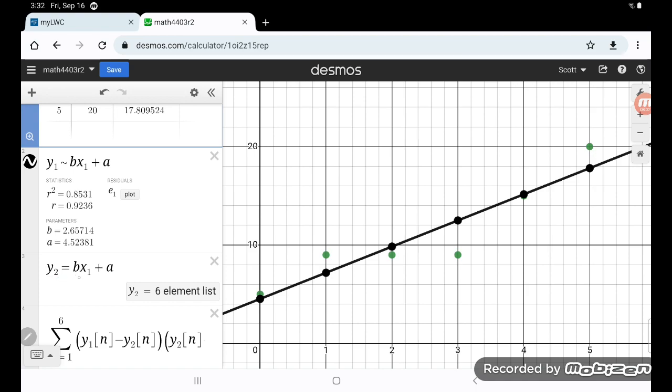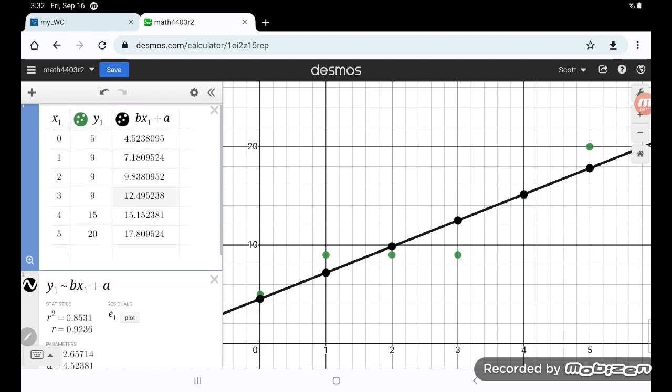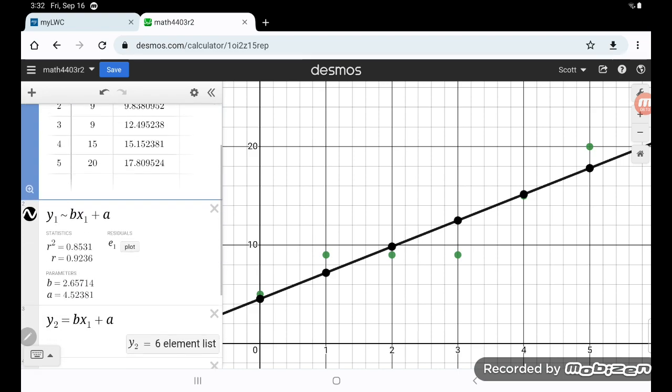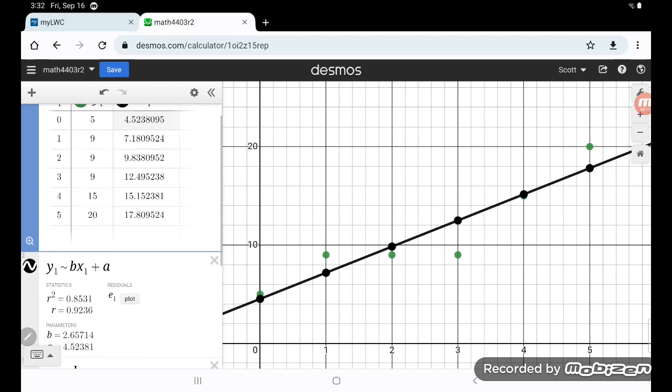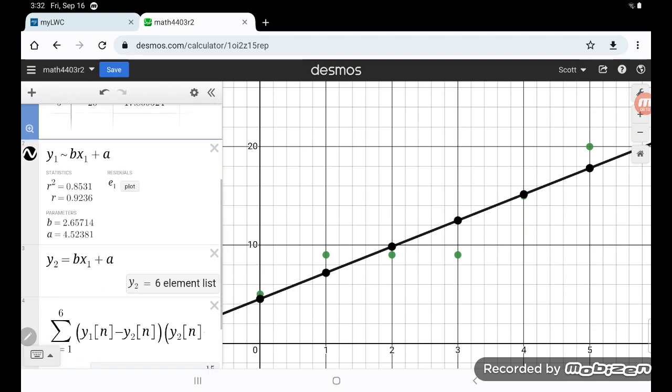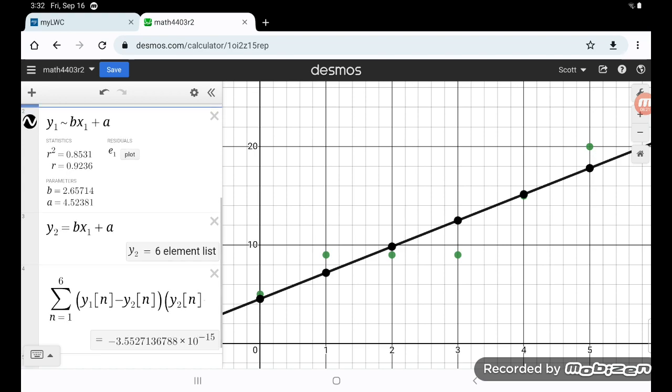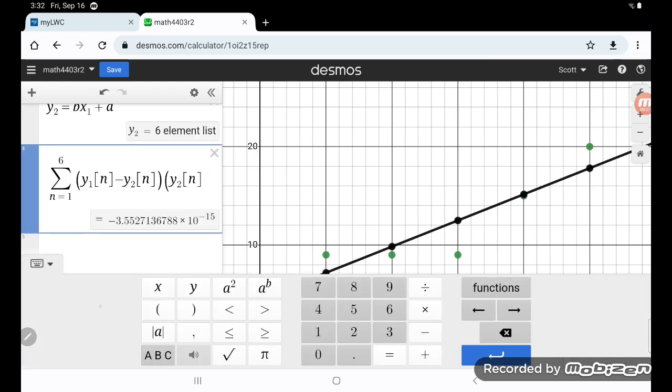I took y2 and defined it as b times x1 plus a. In other words, I just made these y values again up here in the b x1 plus a section. So I made them again, but as a list, and then I summed up the list, and I took the y, in this case n instead of i.